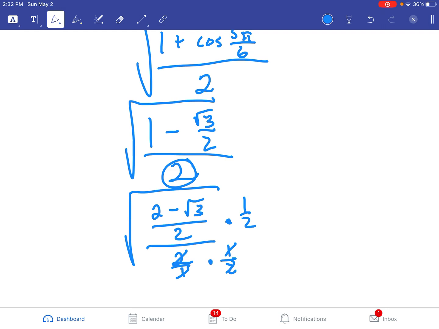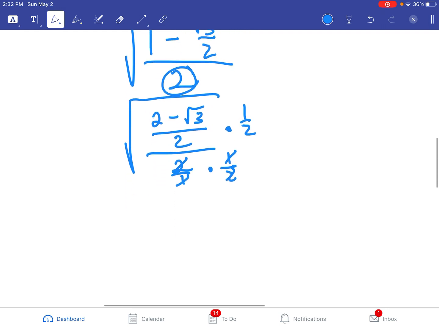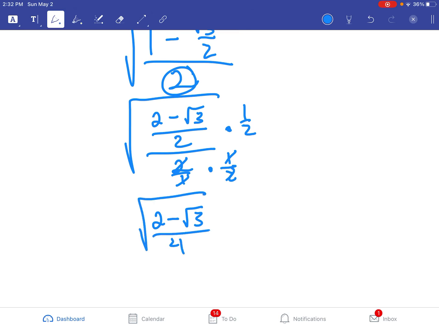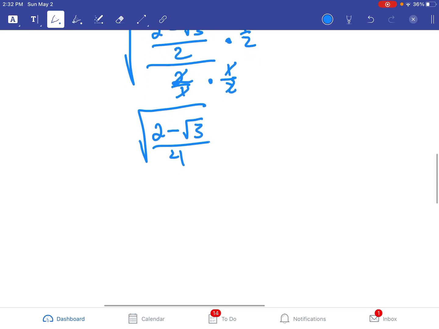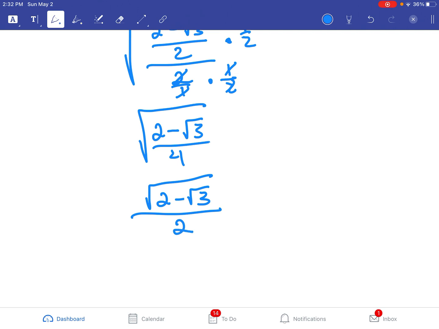We're going to multiply the same thing at the top. 2 minus square root of 3 times 1 is just 2 minus the square root of 3. 2 times 2 is 4, the big square root. Again, you're not allowed to have square roots on the bottom of your fractions. That's not a good math thing to do. So we take the square root of 4, which is 2. So we have 2 minus square root of 3 with a square root sign, all divided by 2. So it's very similar to the last problem we did.